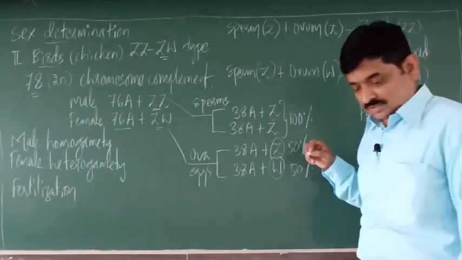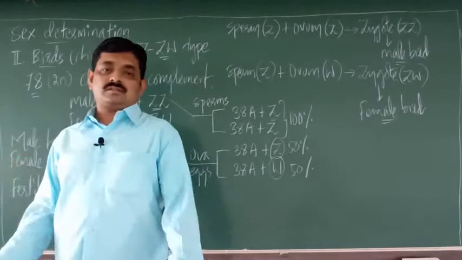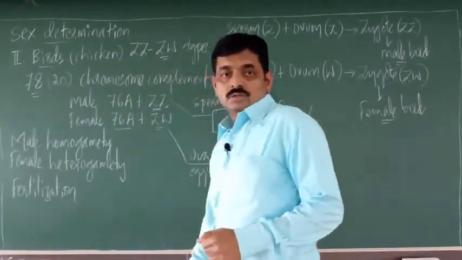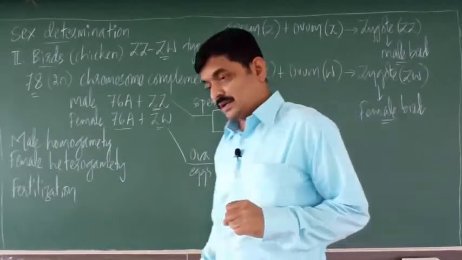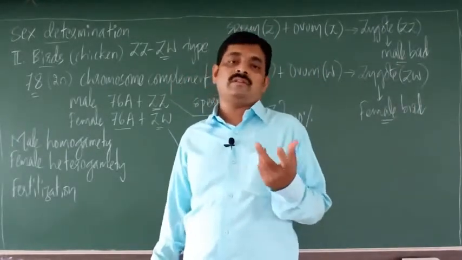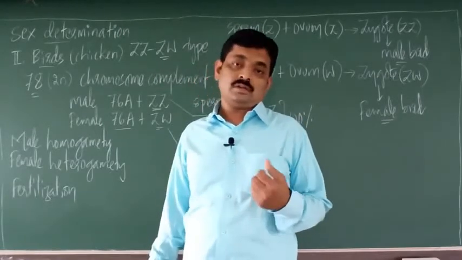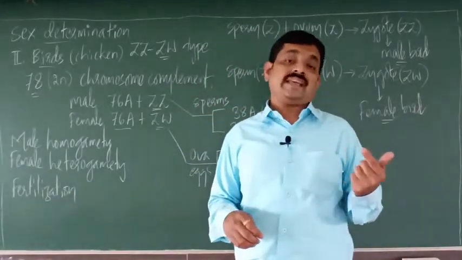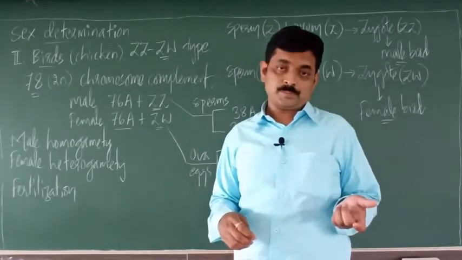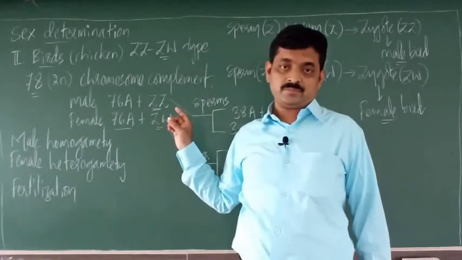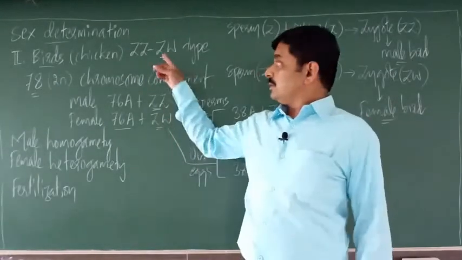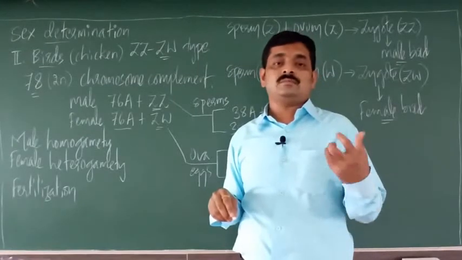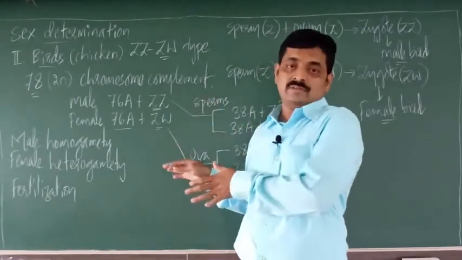Right? So this is how sex is determined in case of birds. So your egg is responsible for the determination of sex, or the female gamete is responsible for the determination of sex, right? So you may expect a question, how sex determination takes place in case of birds? So you have to explain this, right? So you may even expect, what is ZW type of sex determination? In which organism does it occur? So again you have to explain this.